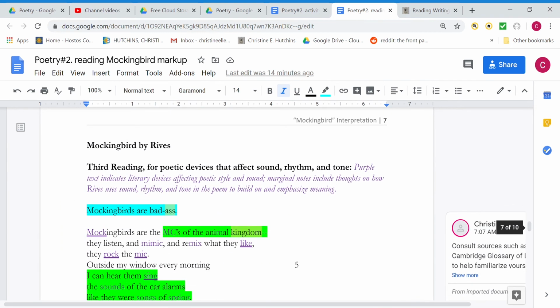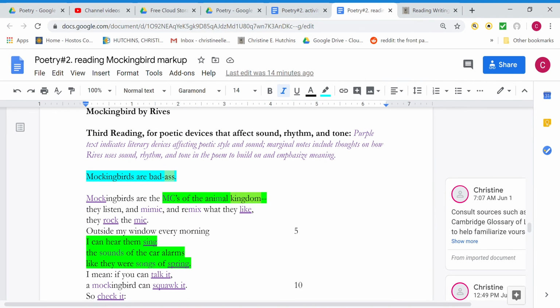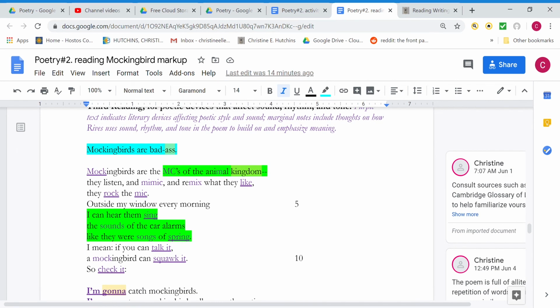On our third reading, for sound, rhythm, and tone, so important to this poem, and you'll notice it right away, but the closer you look at this poem, the more you can see all of the sounds and the rhythms that he's using. And I've highlighted here in purple, so you can see that he uses end stop rhymes like Mike, talk it, squawk it. So he's got rhyme at the end of some lines. It's not regular, but it's quite prevalent throughout the whole poem.